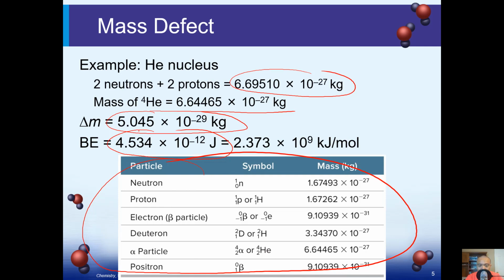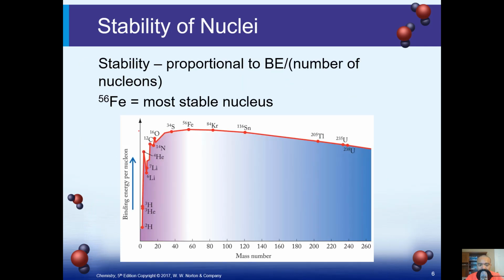For comparison, consider the dissociation energy for the covalent bond in H2 molecules. That energy is only 436 kilojoule per mole. This is 5 million times smaller than the binding energy of a helium nucleus. We can compare the relative stability of the nuclei based on their binding energies.